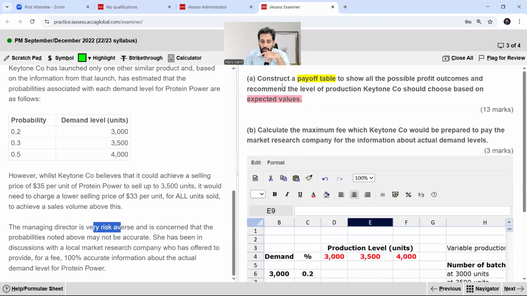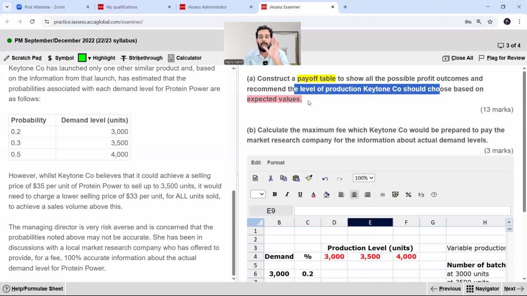So first of all, for part A, construct a payoff table to show all the possible profit outcomes and recommend the level of production Ketone company should choose based on the expected values, right? So first we have to prepare the payoff table.